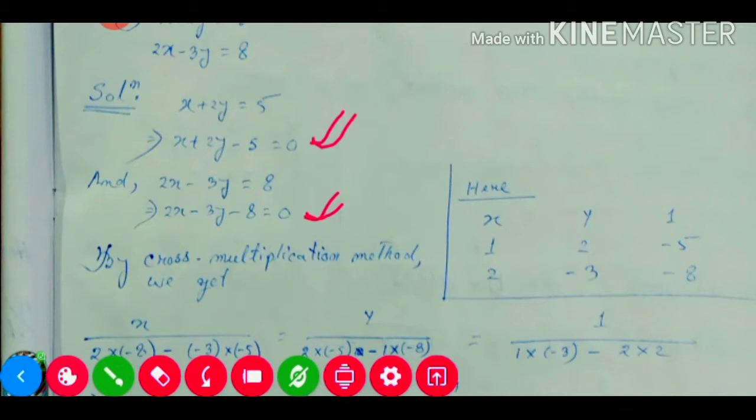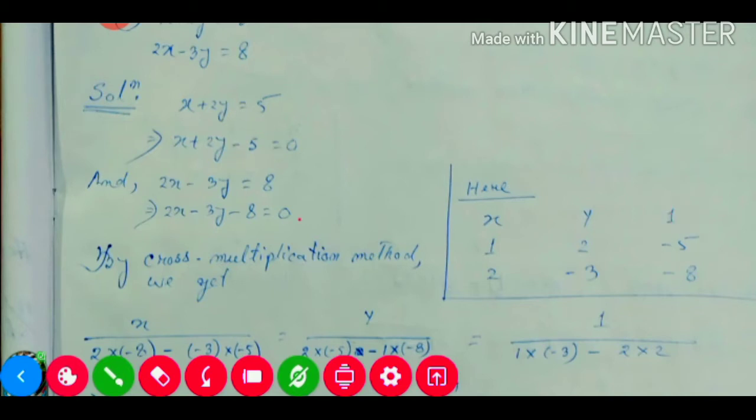From equation number 1, what is the x value? Before x, no coefficient is given, only x. Nothing there means the coefficient is 1. And the sign before this x, positive or negative, nothing is given, which means it is positive. So the x value is plus 1. And y is what? Before y, the coefficient is 2, and the sign before it is plus, so it will be plus 2. And the constant in number 1 is what? Minus 5. So the constant will be minus 5.